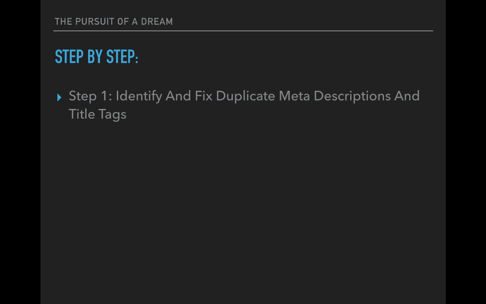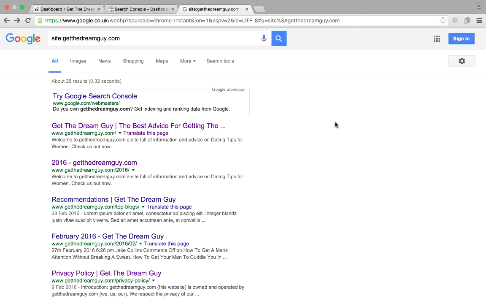Okay, so I've just shown you how to identify and fix duplicate meta descriptions and title tags. Now we can move on to the next step, which is identify and remove low quality pages, i.e. pages that don't add any value to Google's index. So we'll head over to the live screen and I'll show you exactly how to do that. So here we are at the live screen.